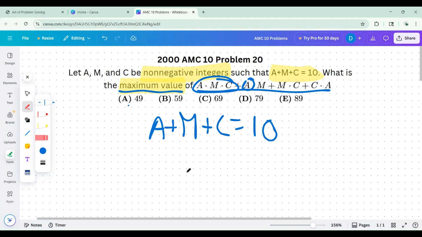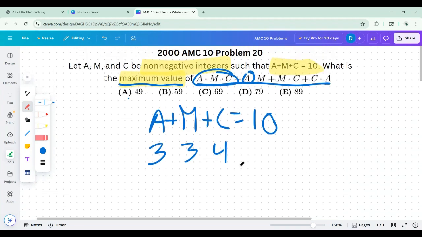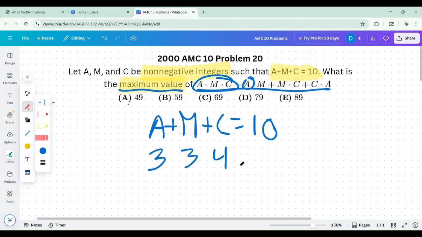And we know that a plus m plus c is equal to 10. So to make sure that we have these three variables as close in value as possible to each other, the best we can do is having 3, 3, 4. So having two variables with the value of 3 and one variable with the value of 4. It doesn't really matter the order because again they're being multiplied the same. So now we know this, we can plug it into the expression that we're trying to find.